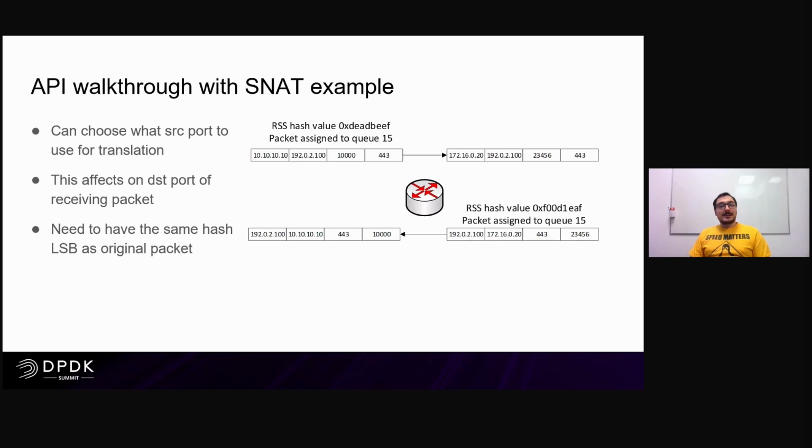Let's have a look at an example with source NAT. In this scenario, we can choose what source port to use on translation, and this port value will be found as a destination port in received packets for this bidirectional connection. For example, on the picture, both hash values have the same 6 least significant bits we wanted to have. So with a 64-entry redirection table, both flows will be received by the same queue.